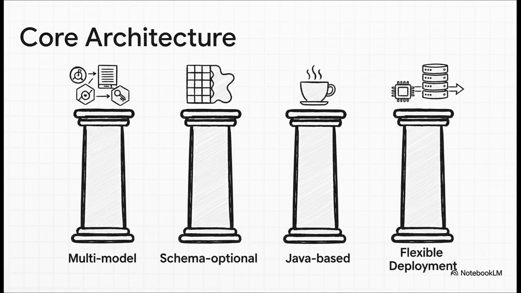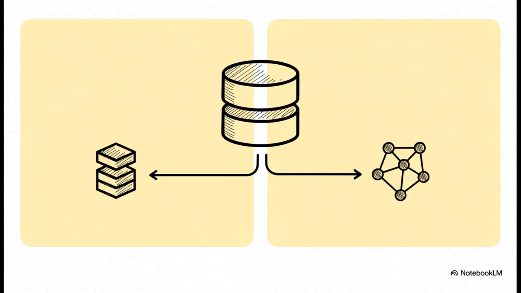These four pillars are what give OrientDB its incredible flexibility. First, you've got native support for all those different models, graphs, documents, you name it. Then, you get to decide if you want a rigid structure or a free-for-all with your data. It's built on Java, so it's super reliable. And get this, you can either stick it right inside your application or run it as its own separate server. The choice is yours.